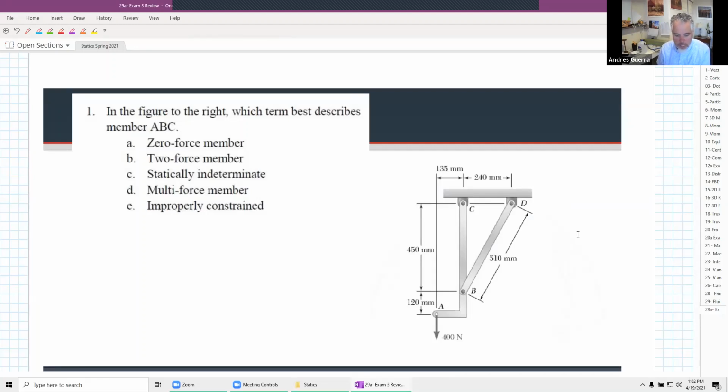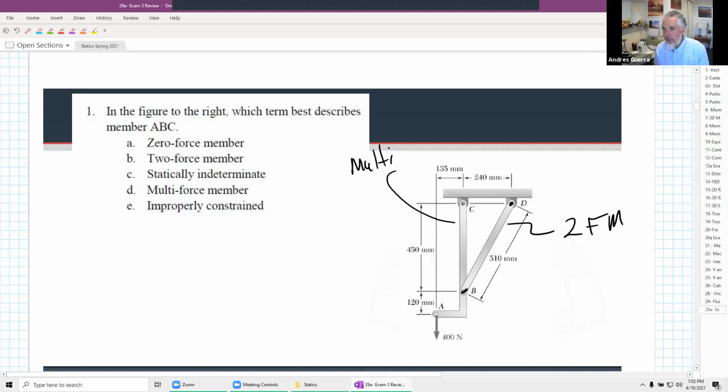And so within those topics, let's look at our practice exam here. In the figure to the right, which term best describes member A, B, C? This is asking about zero force members, two force members, multi-force members. A, B, C, since there's three locations, is a multi-force member. And B to D is a two force member because there's only two locations.